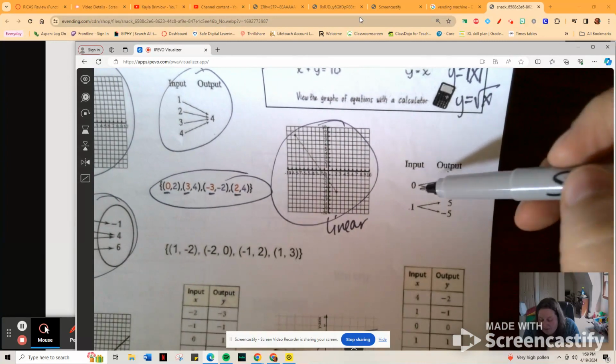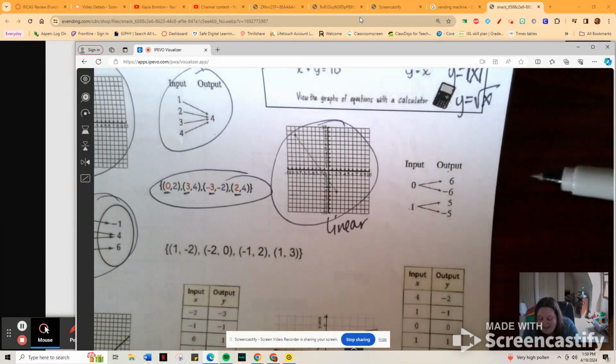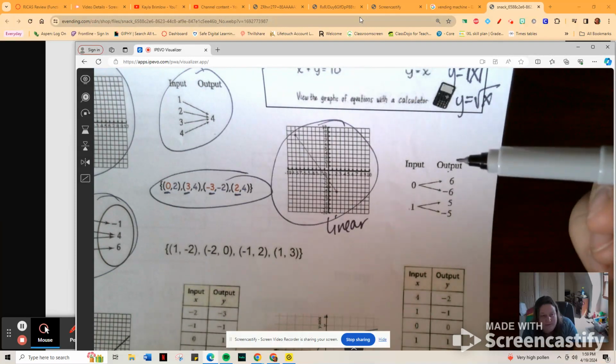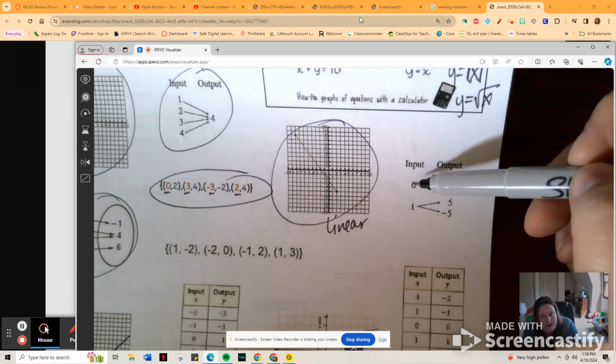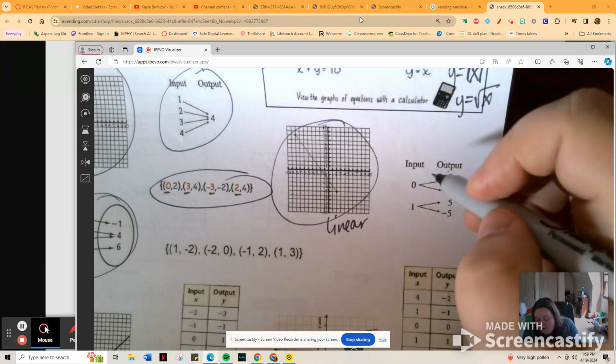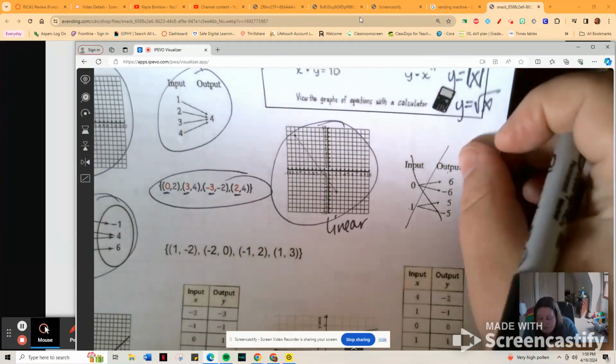Looking at this next mapping diagram, 0 is going to both 6 and -6. Those are two different numbers. So right away, I know this is not a function. That's like pressing 0 on a vending machine and then getting out two different snacks. So this is not a function.